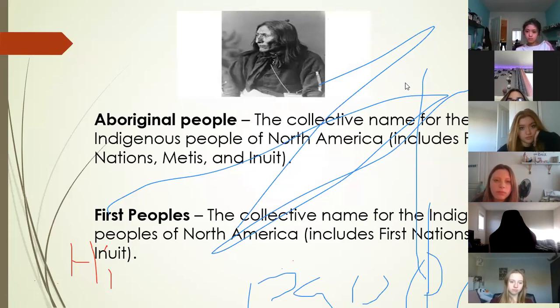Mila, why are the Métis not included in this group? Because they were like a mix. I don't know. Yeah, because they're part French, right? They weren't indigenous to North America. Part of their ancestry is from Europe, so they can't be considered First Peoples.